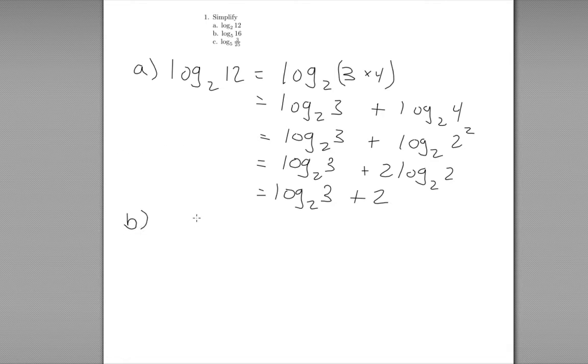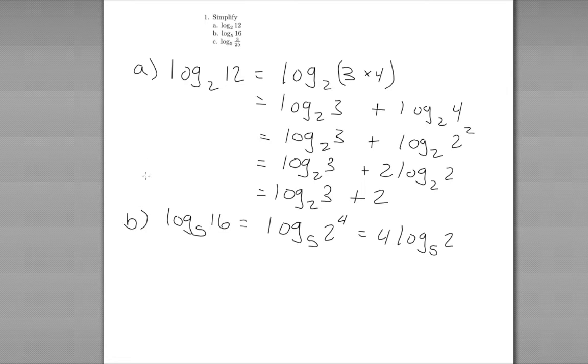Let's look at letter B, log base 5 of 16. So log base 5 of 16 is equal to, well, 16 is actually equal to 2 to the power of 4. So I'm just going to write 2 to the power of 4. And using that same rule that we used above, this exponent inside the log can come down front. So that becomes 4 log base 5 of 2. There's not really much more we can do about that one.